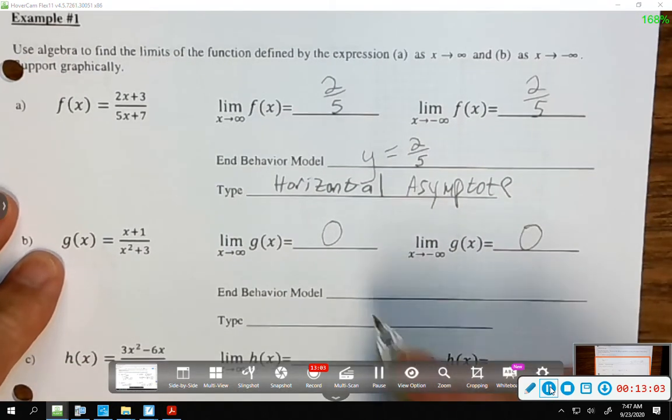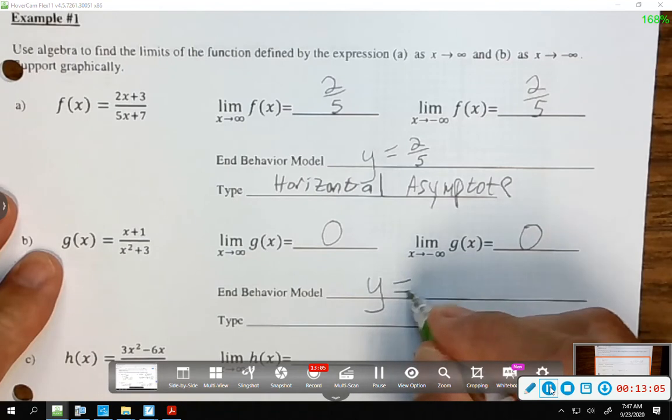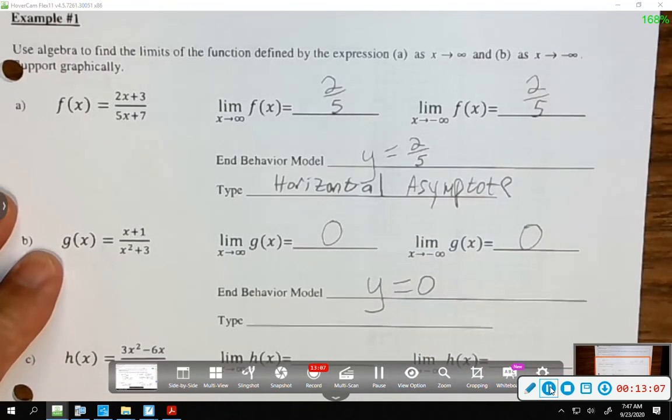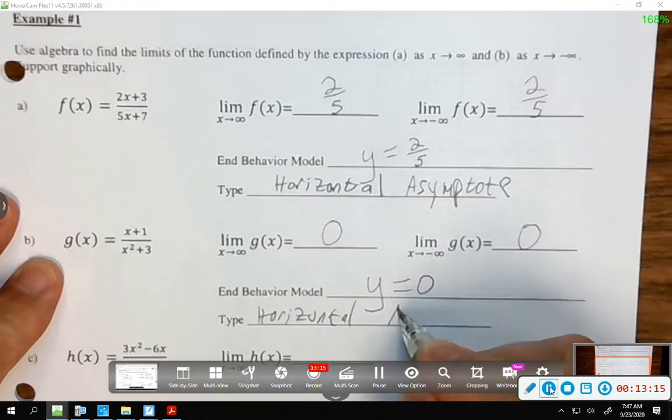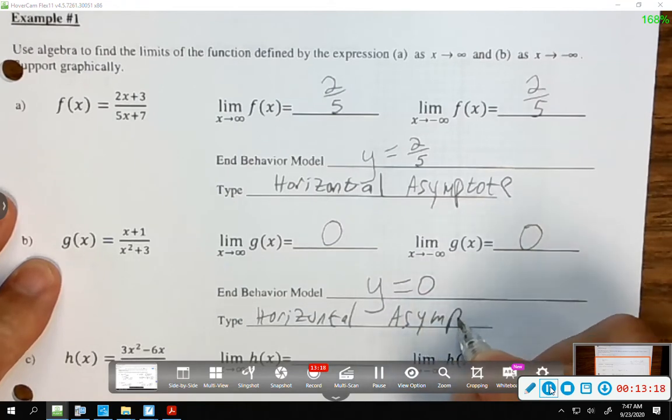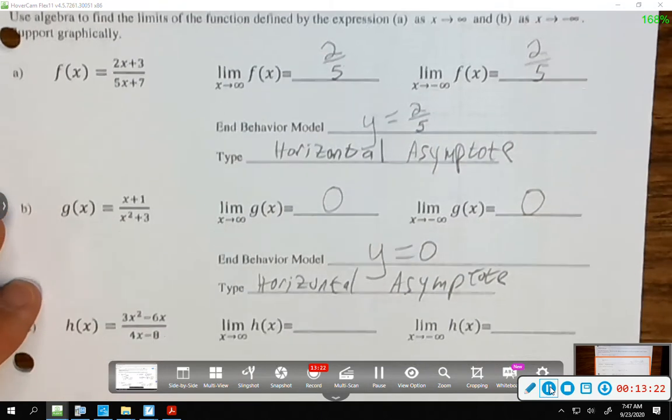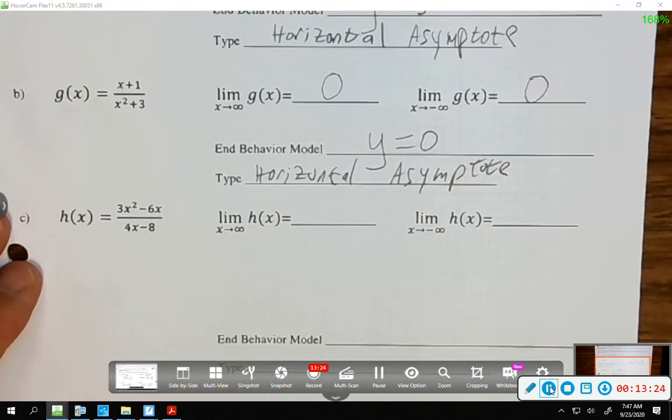The end behavior model is y equals 0, and we always have to say y equals when we're given an end behavior model. And again, this is a horizontal asymptote. Okay? So, let's take a look at this one.